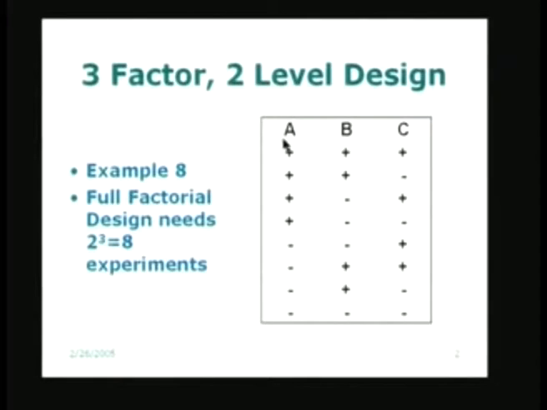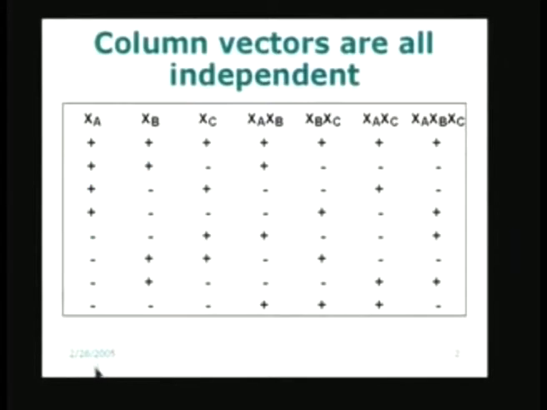You can see that we can create 3 columns or 3 vectors, and these vectors are of course linearly independent. That means they are orthogonal vectors. These 3 are the possible arrangement, and if you count the number of experiments, you will see that 1, 2, 3, 4, 5, 6, 7, and 8. So there are 8 experiments in this particular 3-factor 2-level design. If we want to capture all the effects, we need to do these 8 experiments.